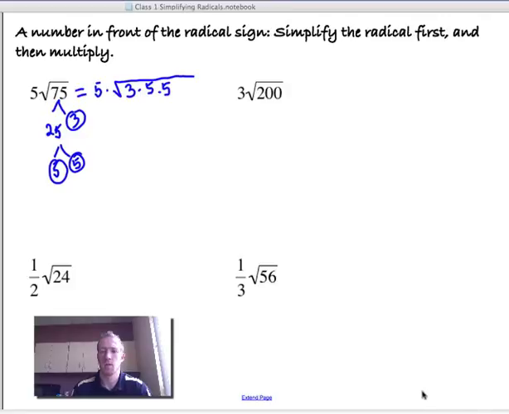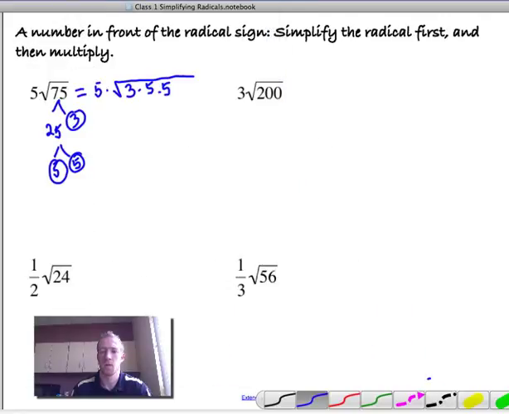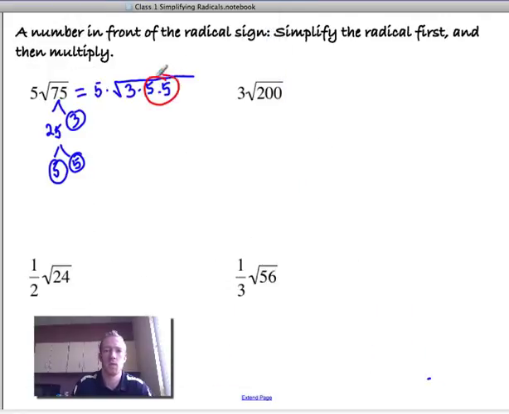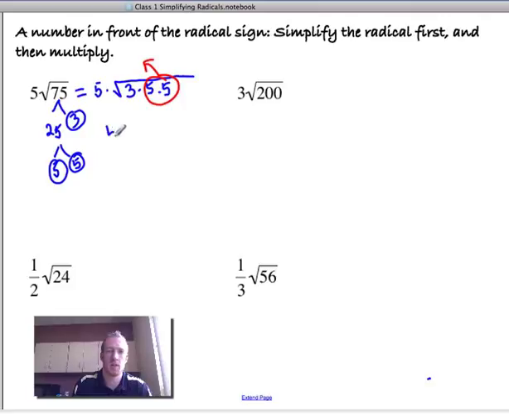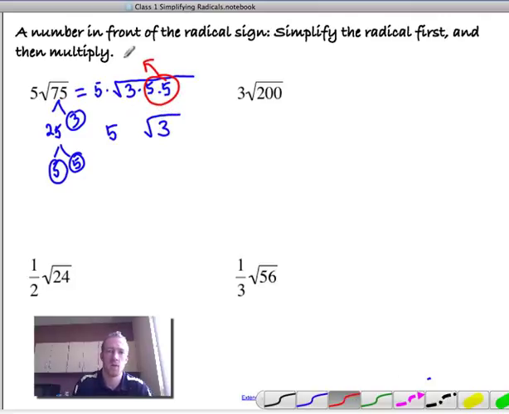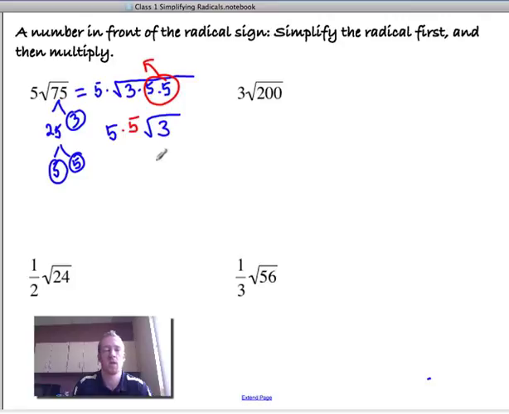So we've got a pair of 5s, take 1 out. So this 5 was already on the outside. That stays outside. The square root of 3 stays down here because there's not a pair. And then we took out that 5. So this 5 comes out and is out here. Alright, so everything on the outside gets multiplied when you're simplifying your final answer. 5 times 5 is 25, and then just root 3 left.